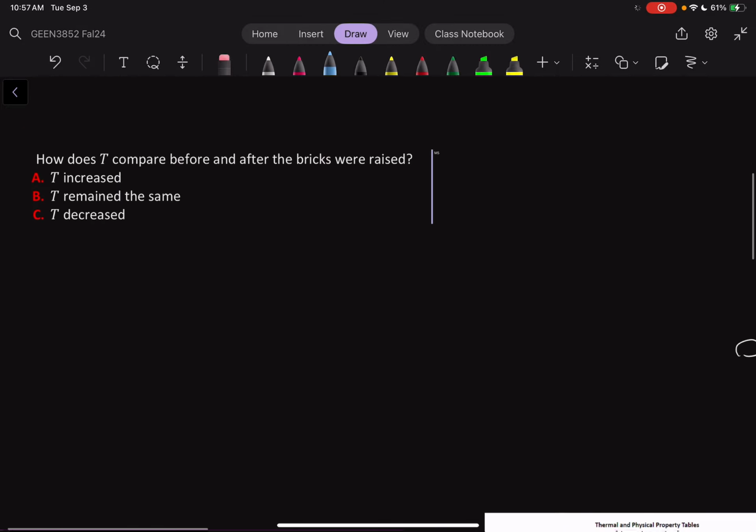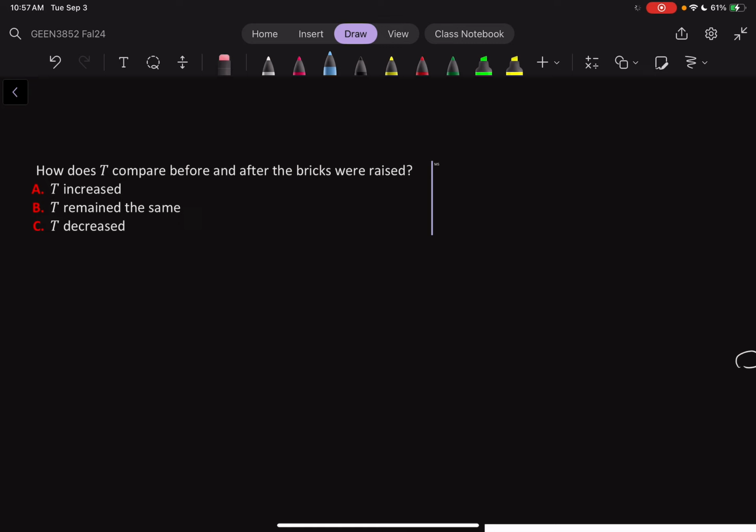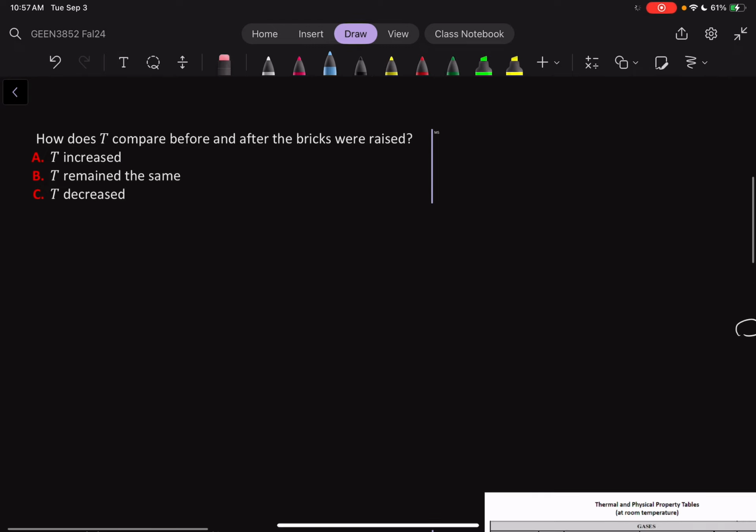The next question, how does the temperature compare before and after the bricks were raised? I'm going to show you two ways to do this. We can actually calculate this mathematically, but I find that it's always easier to draw this out. I like to draw out a PV diagram, PV, and I always like to draw some isotherms, some just cartoon isotherms. So this is the low temperature isotherm, and this would be a higher temperature isotherm.